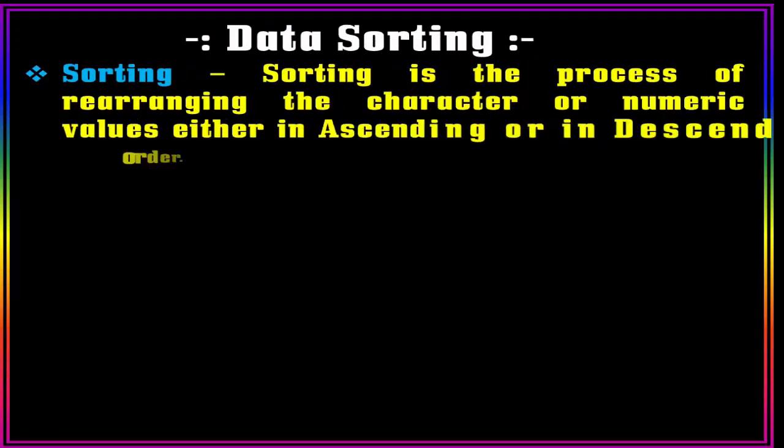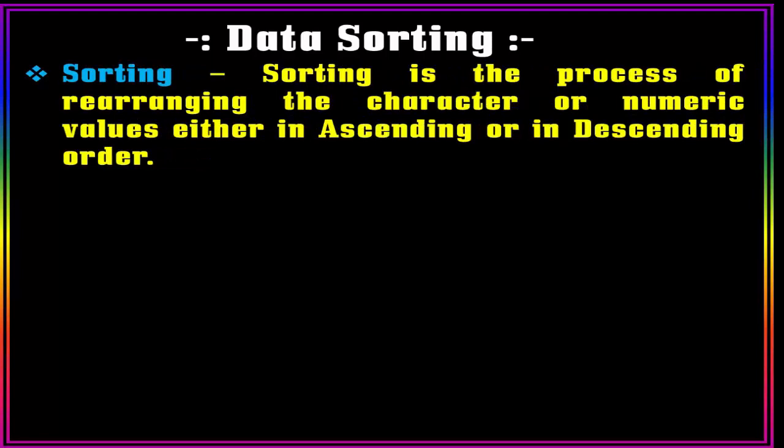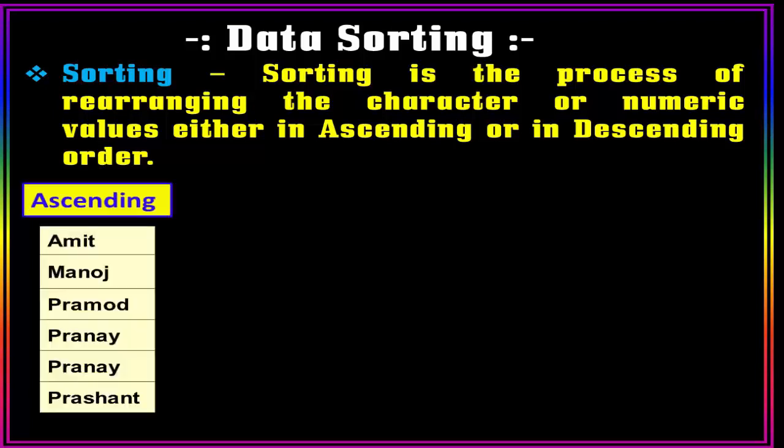So first we should know what is sorting. Sorting is the process of rearranging the characters or numeric values either in ascending or descending order. As you can see, all the names are arranged in ascending order: Amit, then Manoj, then Pramod, Pranay. Two Pranays are there, so both have come one after another, and the last one is Prashant.